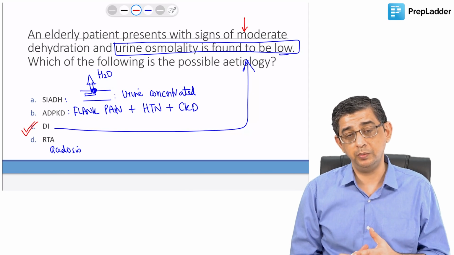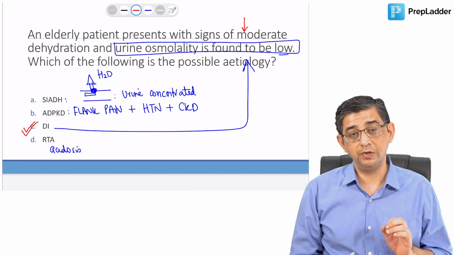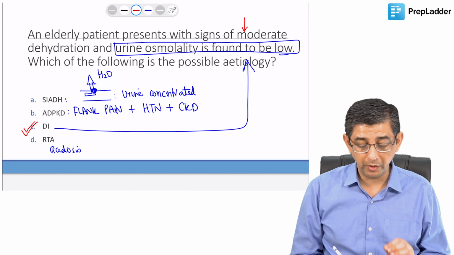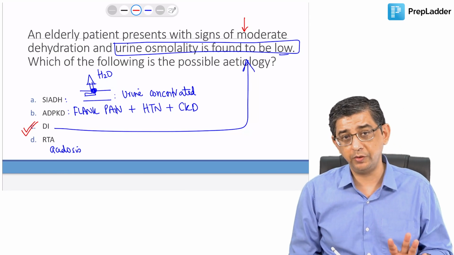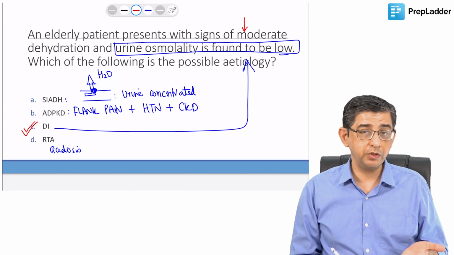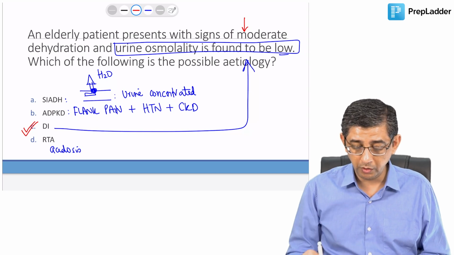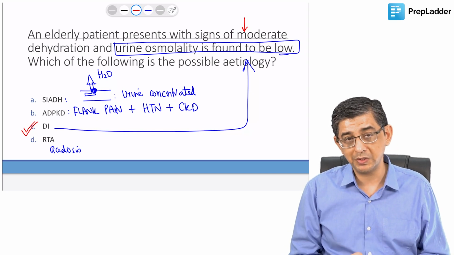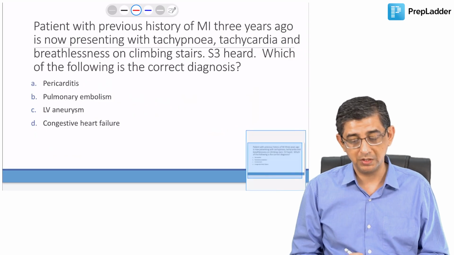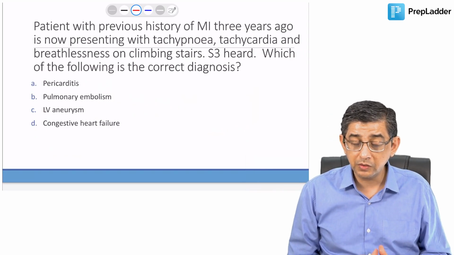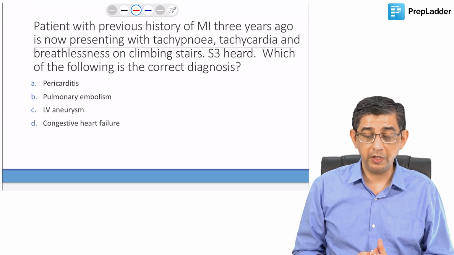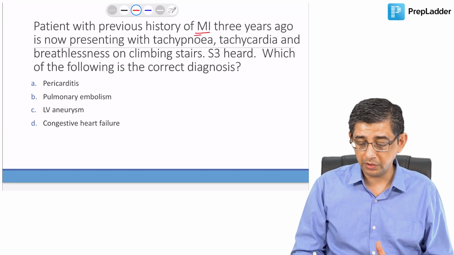And when you evaluate the person, low urine osmolality is one of the keywords that you always need to remember for DI. It could either be central or it could be nephrogenic. That will obviously be worked up on the investigation part. But the moment you read the statement that I've highlighted in the box, it means that diabetes insipidus is to be considered. In the next question, he's talked about a patient with a previous history of myocardial infarction 3 years ago.